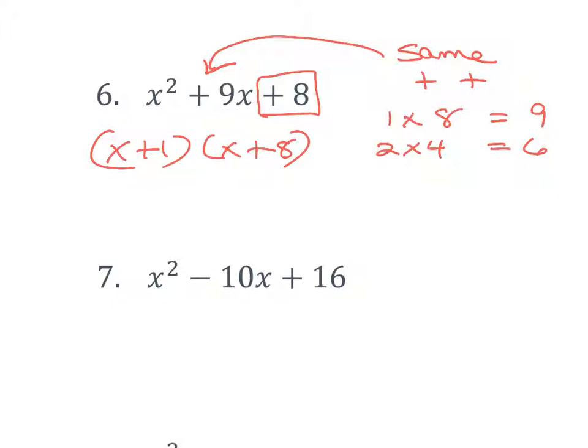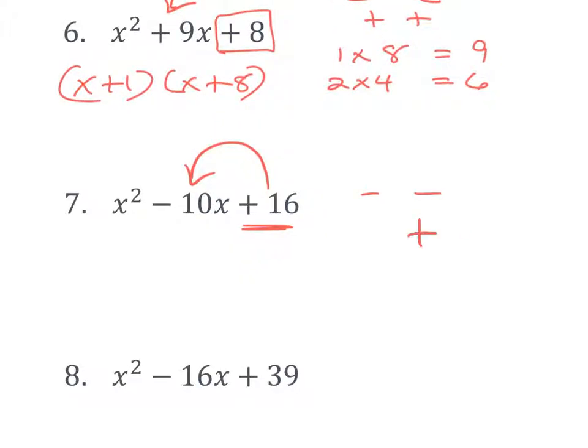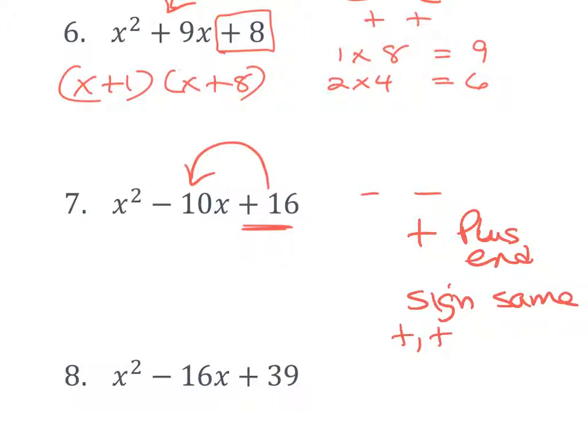Now, this time, again, my last term is still positive, but now I'll look at the middle term. And this tells me that both signs will be negative, negative. So when there's a plus sign on the end, we know that the signs are going to be the same. So it'll either be a positive, positive of your factors or a negative, negative, and the one that you choose is the sign in the middle.